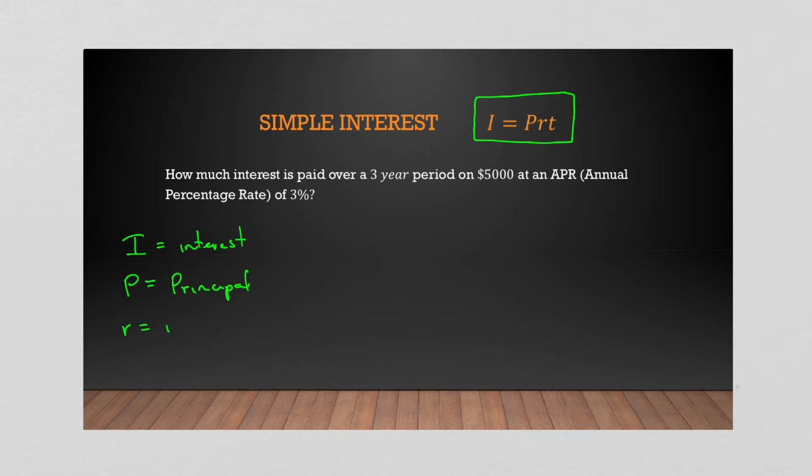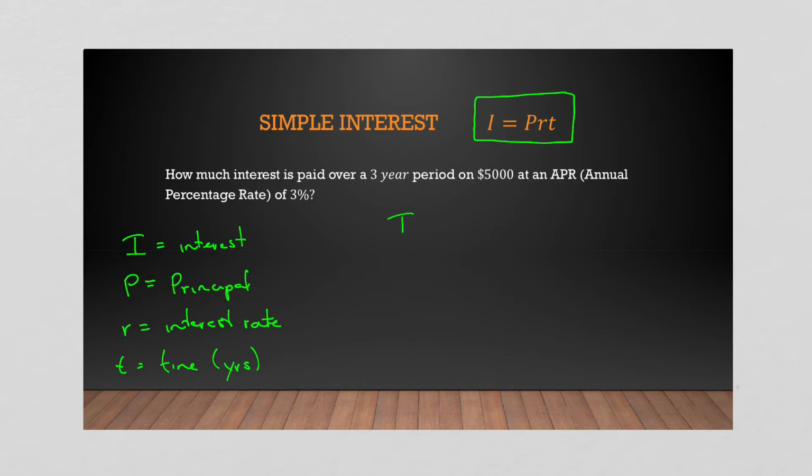R is your interest rate, and that is given as a decimal, which is then a percentage. And then T is time, and time is represented in years. So here's our example. How much interest is paid over a 3-year period on a $5,000 loan or a $5,000 investment at an APR, annual percentage rate, of 3%?